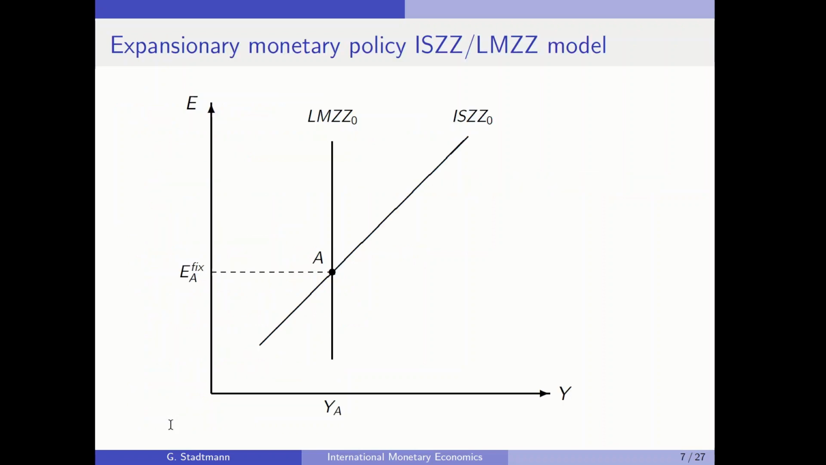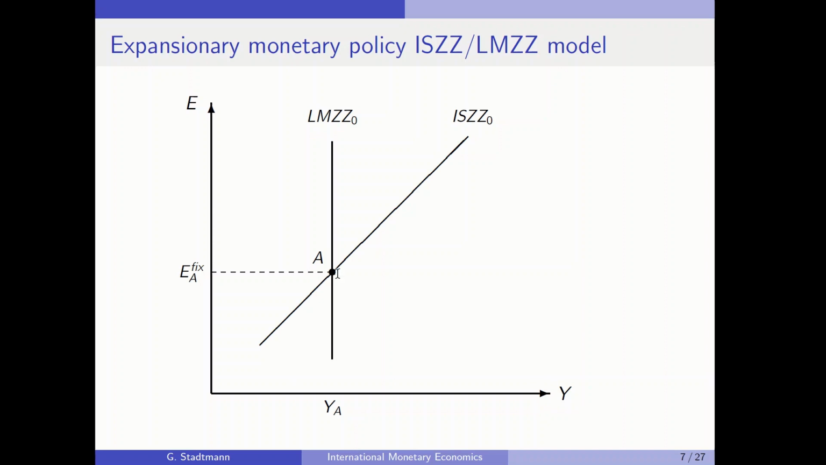We don't have to derive the slope of the two curves because we did that already in chapter 17. Nothing has changed in this respect, so the LMZZ curve is a vertical line while the ISZZ curve is upward sloping. So we are working in a diagram where we put the exchange rate on the vertical axis and the GDP level on the horizontal axis.